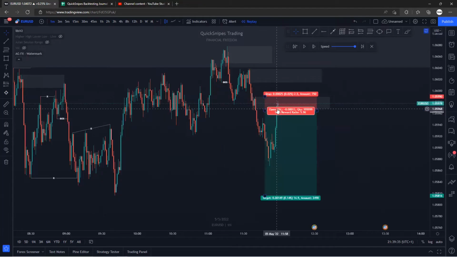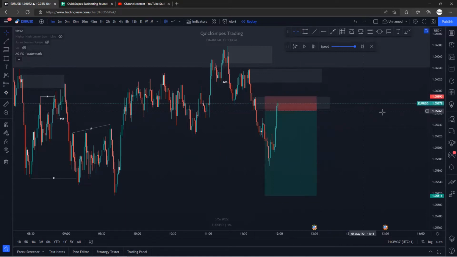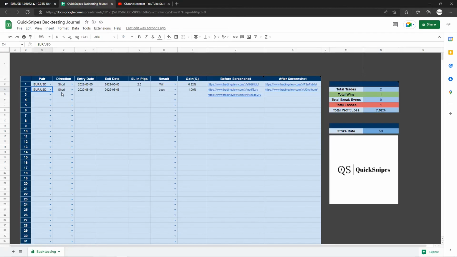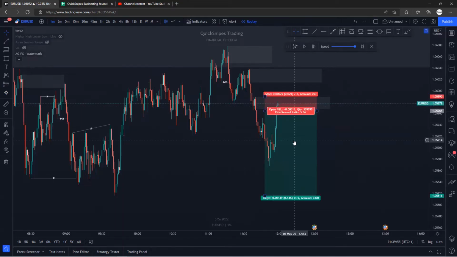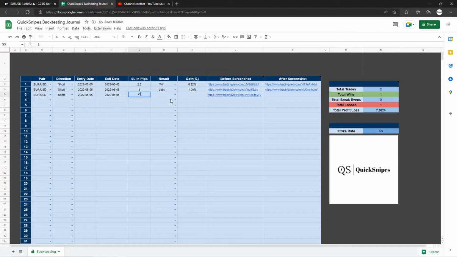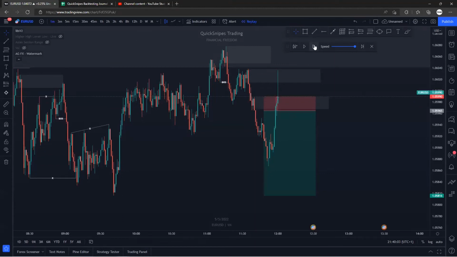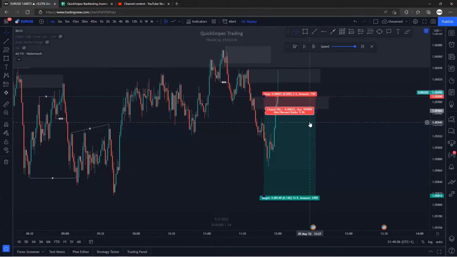What date is it? 5th. Chances are we'll get out the 5th as well, so I'm just going to mark this up as 5th. Stop loss was 2.5 pips. Don't know if it's win or loss yet. Let's play it out. Okay.